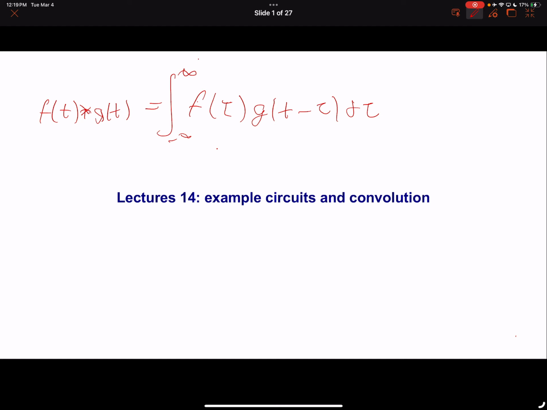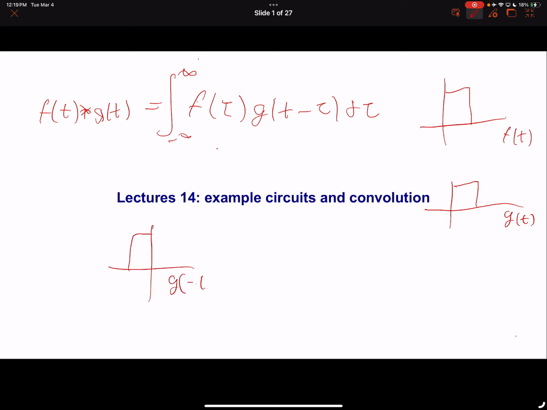So if f of t looks something like this, so this is f of t, and then let's say g of t looks like this, then g of negative t would look like this, because whenever I put a 1 into this one, it's the equivalent of putting negative 1 here, and whenever I put -1 in here, it's the equivalent of putting 1 in here. So it just mirrors around the y-axis.